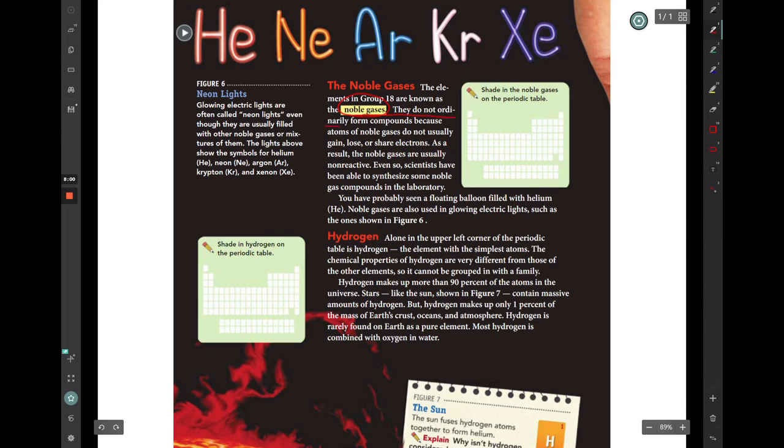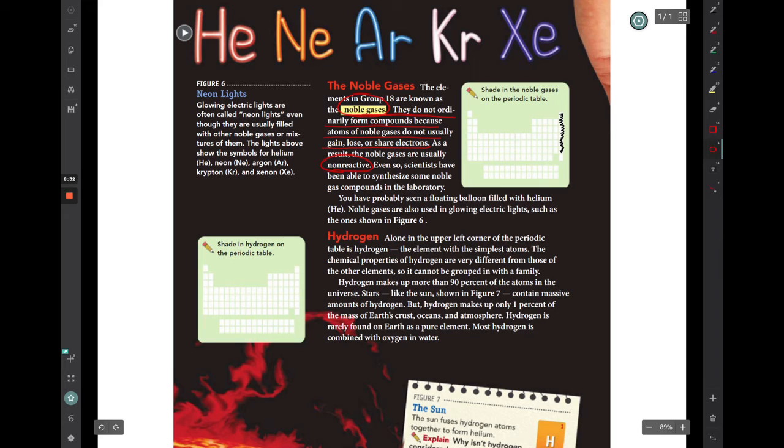They do not ordinarily form compounds because they don't typically lose, gain, or share their electrons. So they're very non-reactive. And in your last column, that's what we call the noble gases. And technically, the noble gases would be all of these, except for this very last one, which doesn't always get considered a noble gas because it is synthesized, or it is man-made.